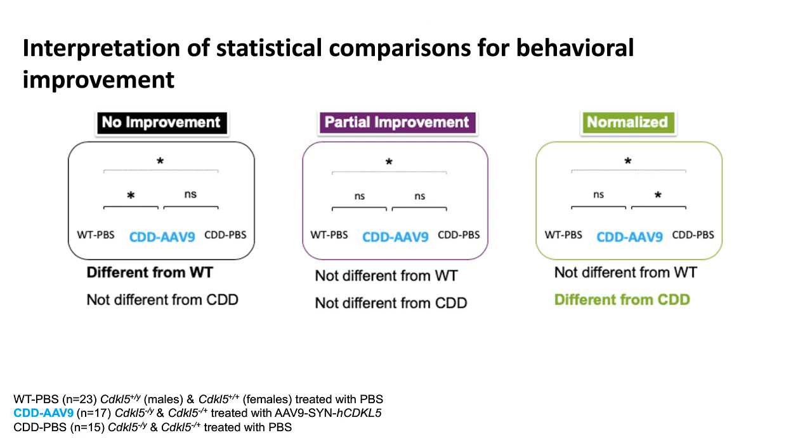So these CDD mice treated with vector were no different than wild-type mice. However, we saw that they were normalized if we were able to move the bar all the way down. This is ultimately our goal, but by binning these types of analyses in these 3 ways, it allowed us to see even if we were able to change the phenotype slightly, even if it wasn't able to get all the way to wild-type levels.